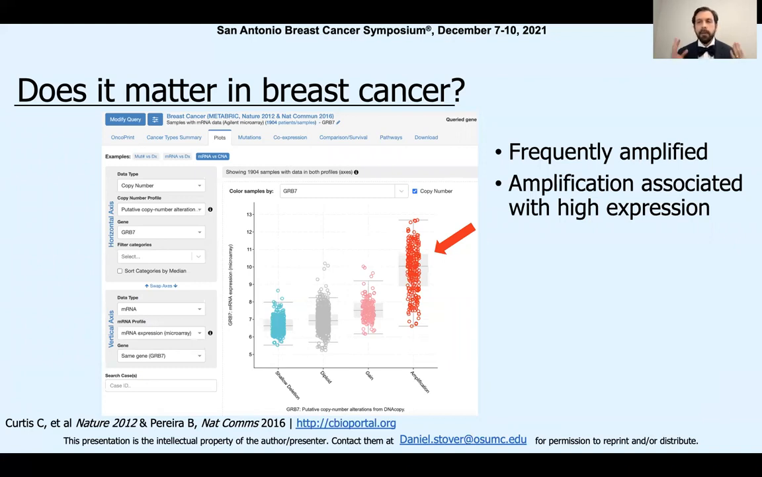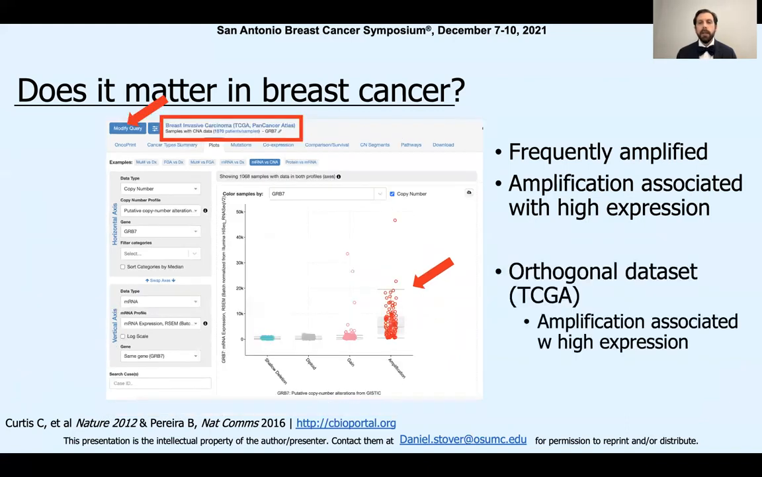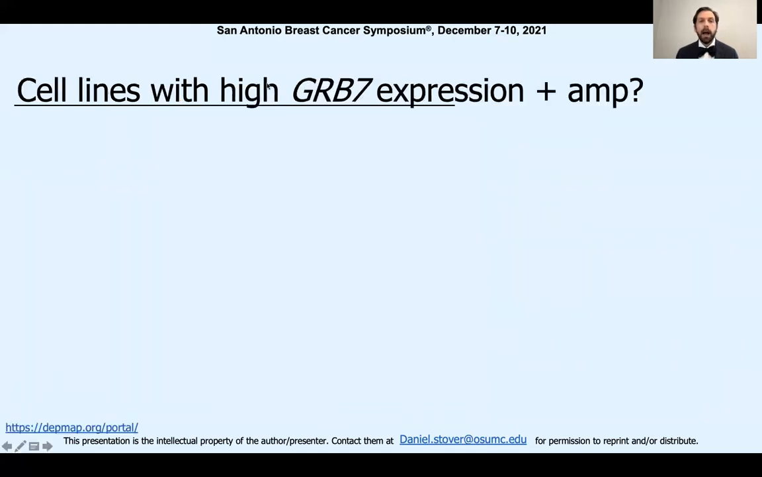We know that we have at our fingertips other data sets. So why don't we turn to an orthogonal data set, modify our query, and move over to The Cancer Genome Atlas. In TCGA, we can again see that those patients who have overexpression of GRB7 also have frequent amplifications. So we've sort of proven to ourselves in two data sets that we're looking at high GRB7 expression and amplification.